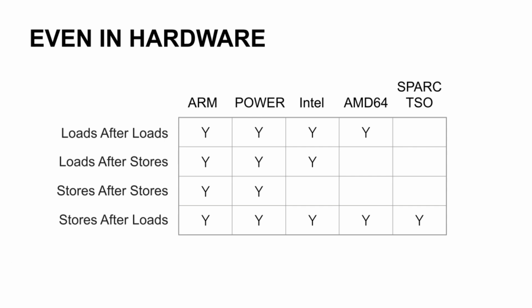AMD64 is a little more conservative. It only reorders loads after loads and stores after loads. Basically, it doesn't reorder anything after a store. And SPARC has a total store order mode, which is its default. It also has a much looser mode, and it only reorders stores after loads. There are some other aspects of what can be reordered, but this gives you the basic idea.